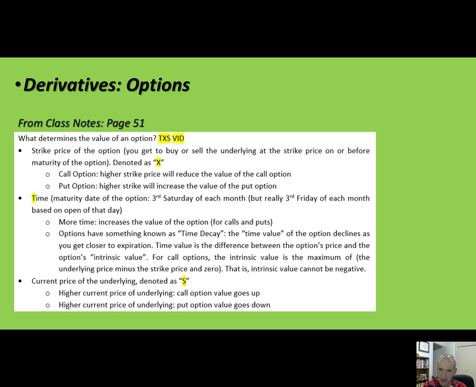For the put option, since that's the right for me to sell it, the higher the strike price, the more valuable the put option. All right, we're going to see when we get to the current price, it's the exact opposite down here.